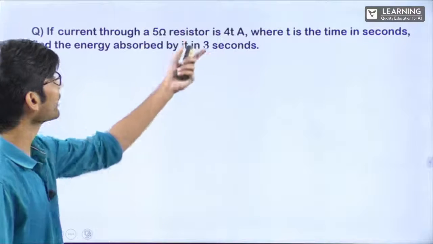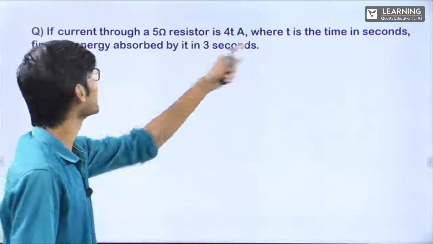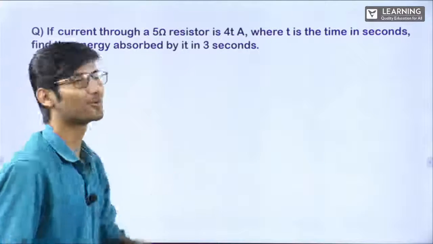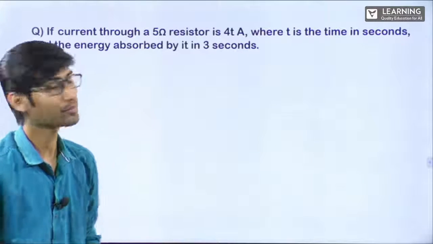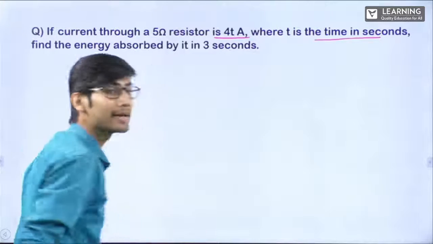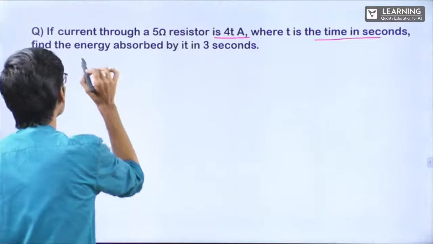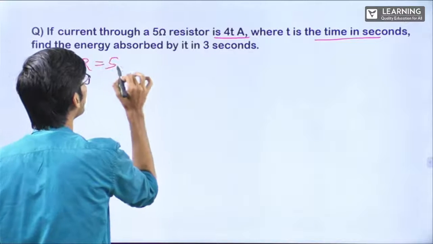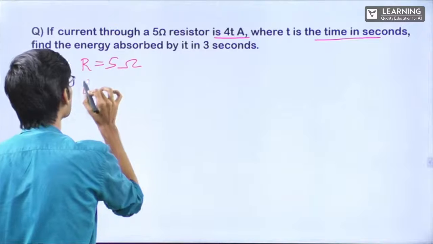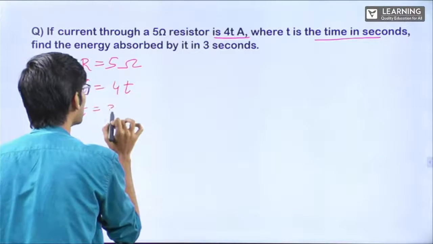If current through a 5 ohm resistor is 4t ampere, where t is the time in seconds, find the energy absorbed by it in 3 seconds. Now this time, the current is 4t ampere, where t is the time in seconds. Current is dependent on time. Current is not constant. Resistance is equal to 5 ohm. Current is equal to 4t. Time is equal to 3 seconds.